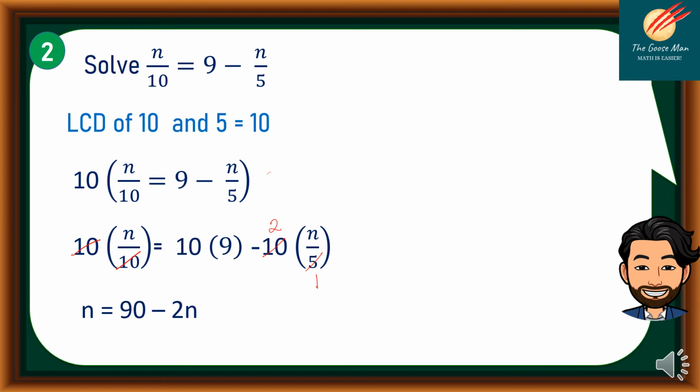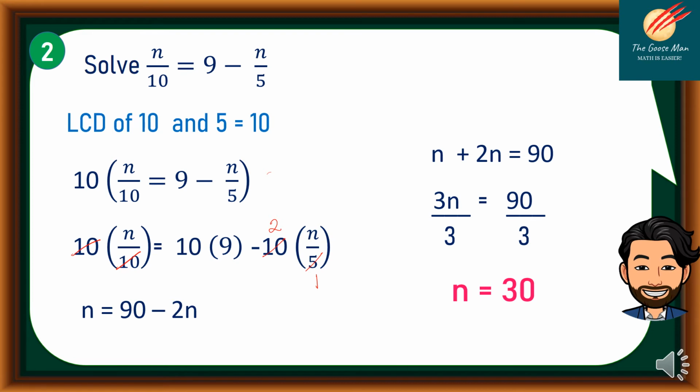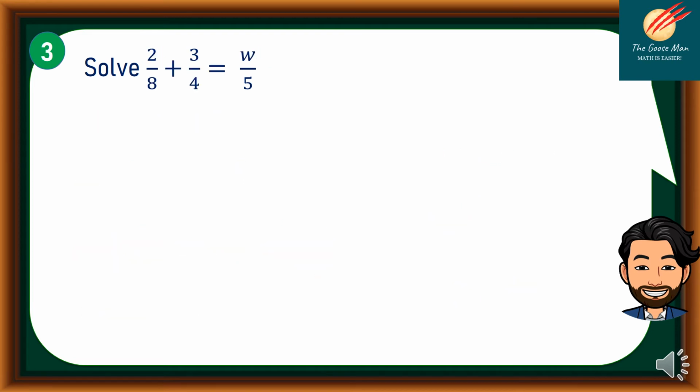2n. Then, using the addition property of equality, by adding both sides of the equation by 2n, I will result now to n plus 2n is equal to 90. Take note that n plus 2n will result to 3n, which is equal to 90, and divide both sides of the equation by 3, so n is equal to 30. Alright, so let's have problem number 3.